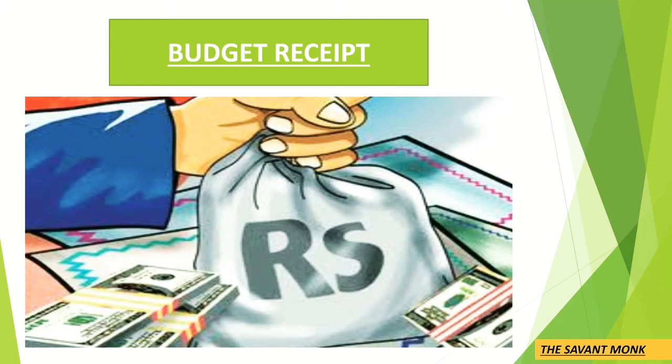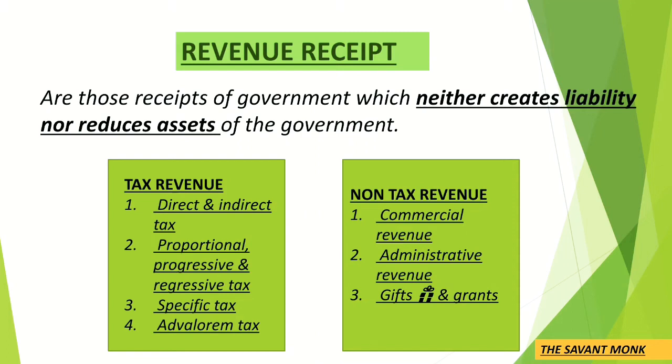Similarly, government also gets money from these three sources, either by doing some work or by selling out something or by taking loan. Okay, so we will start first with revenue receipt and capital receipt, then you will understand how these three things are really important for understanding both of these.